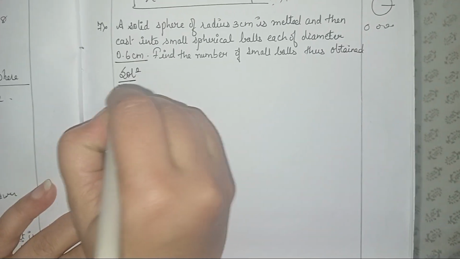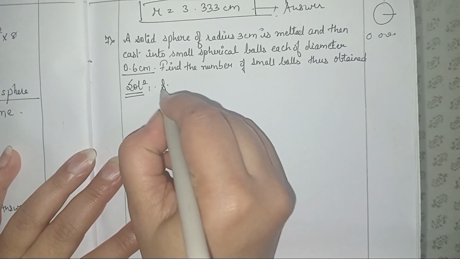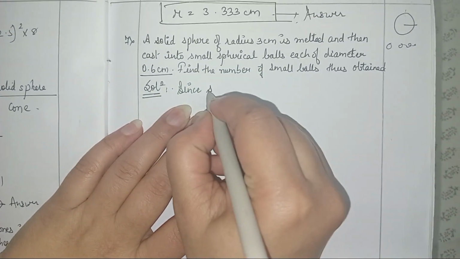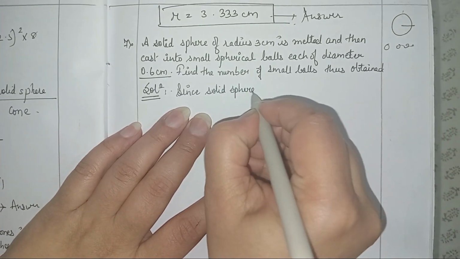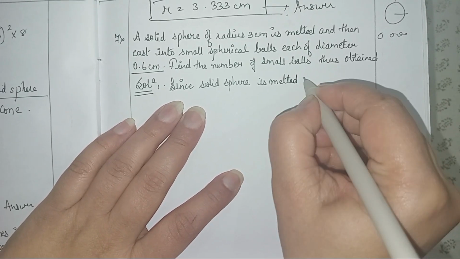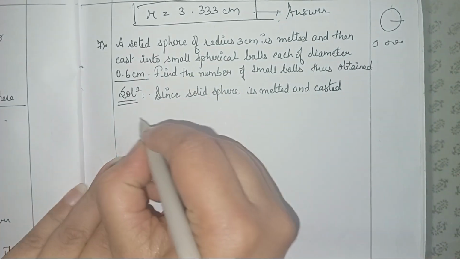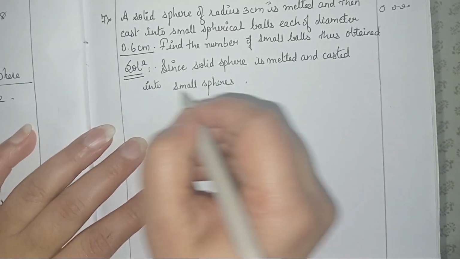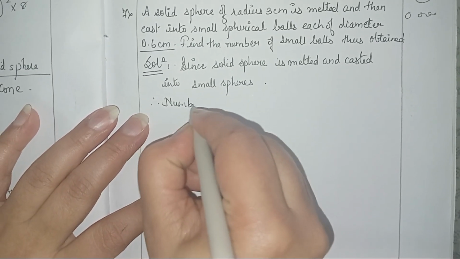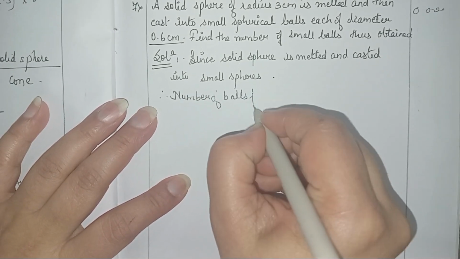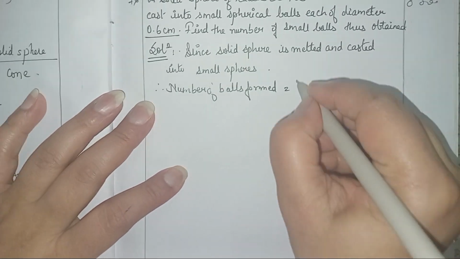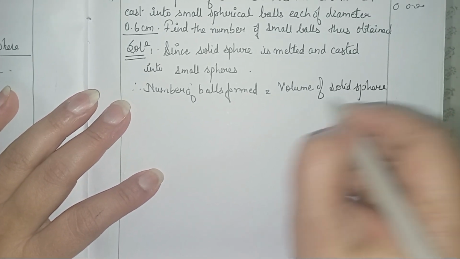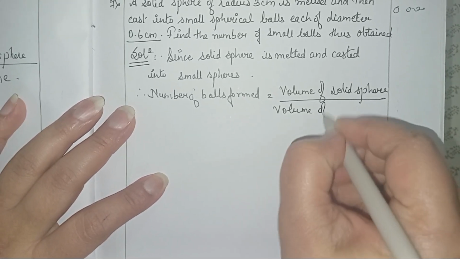So coming on to the solution. Since solid sphere is melted and casted into small spheres, therefore number of balls formed is equal to volume of solid sphere over volume of one sphere. Okay.